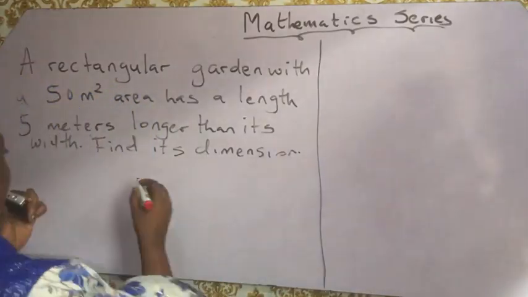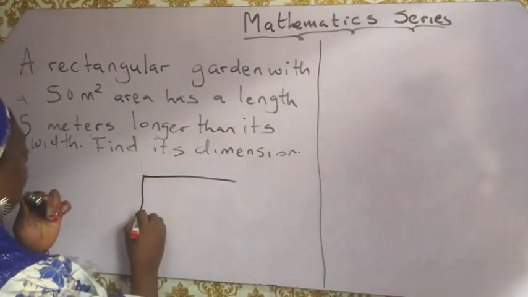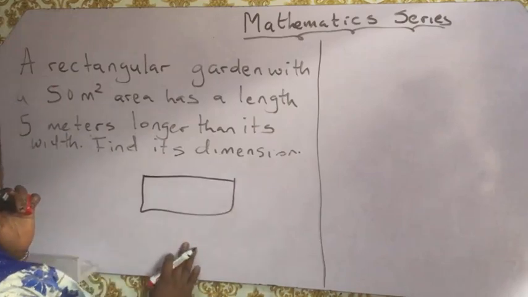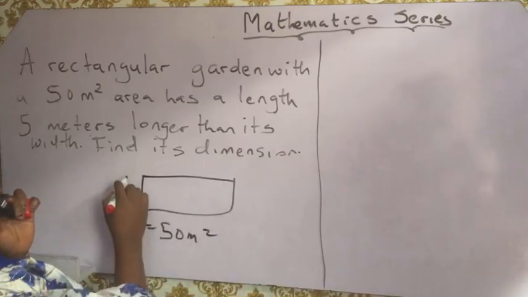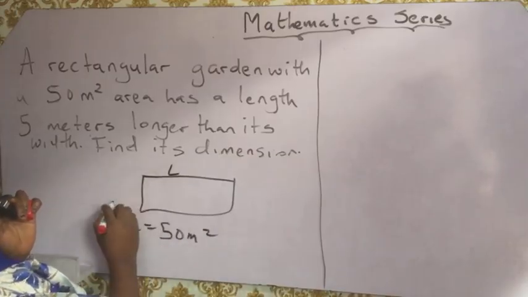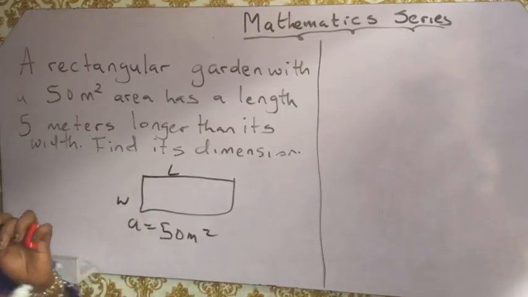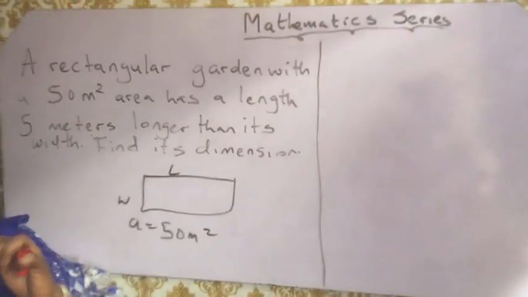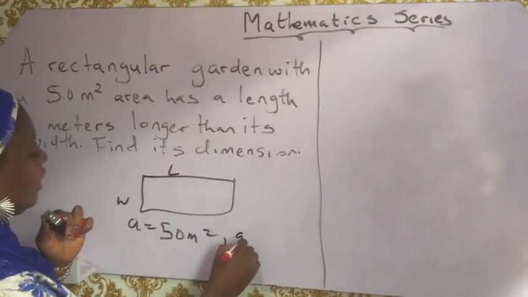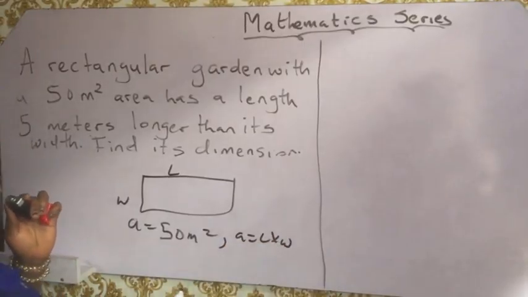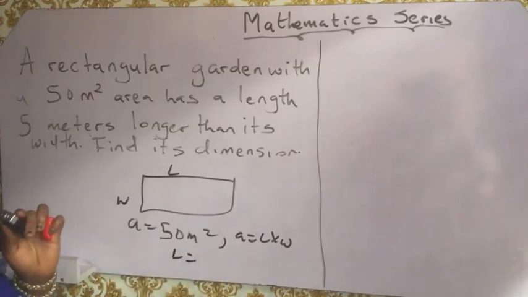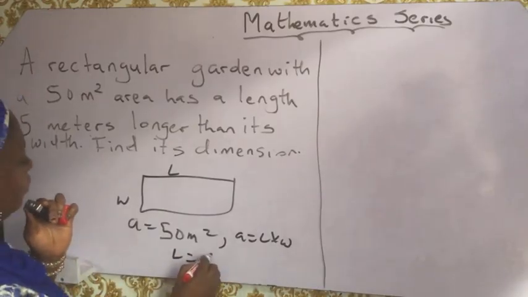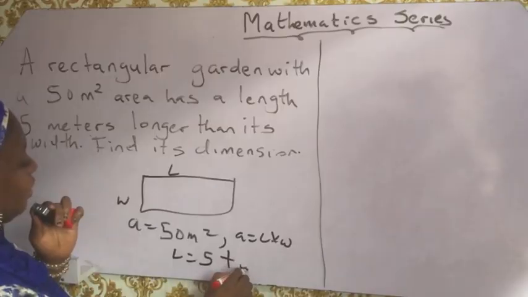A rectangular garden, so we know it's a rectangle, has an area 50 meters square. You know, the length and the width. Now you know the formula for finding the area of a rectangle is simply what? Length times width. And we are told that the length is simply what? 5 meters longer than the width.